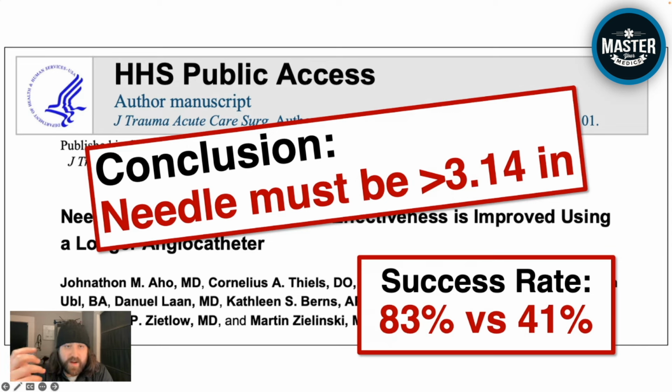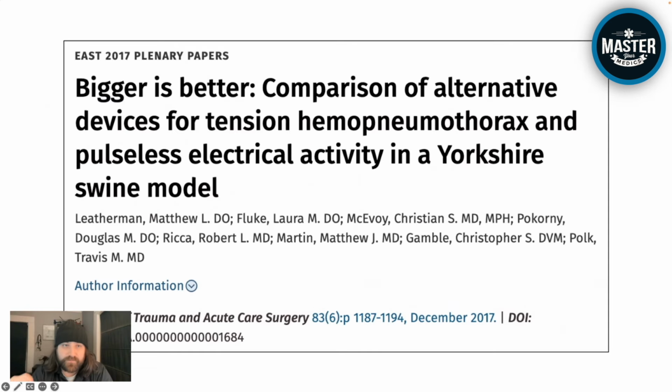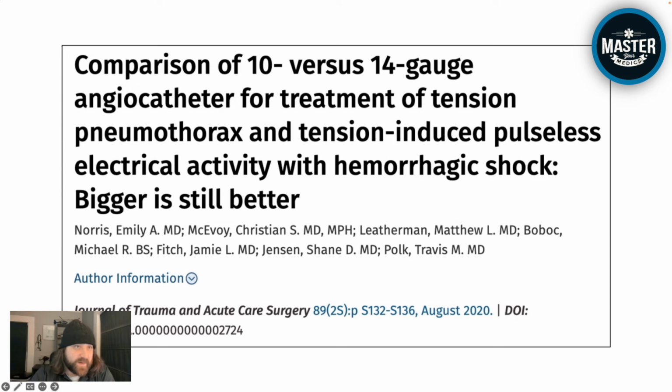So now we know our two locations that we should go, and we know we need at least a 3.14-inch needle, which is where that 3.25-inch needle comes from. Most of the recommended needles for needle decompression currently are at least 3.25 inch, and this is why. So, what gauge should it be? Now we know where, we know what size, what gauge needle do we need? These guys here looked at swine models and PEA arrest secondary to tension pneumothorax, and they found that a 10 gauge was better. And then these guys confirmed it.